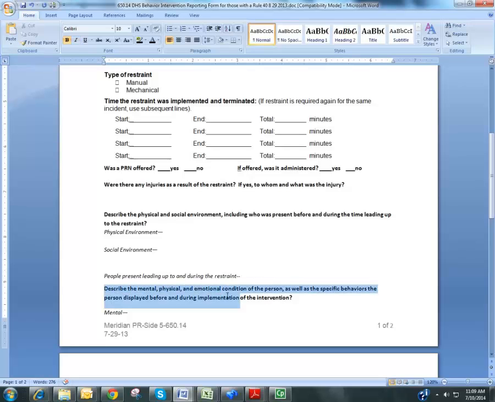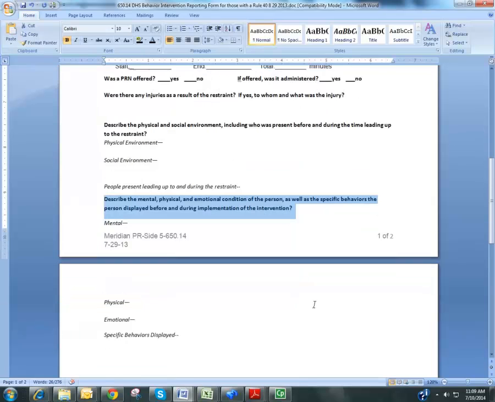Down here, you are going to describe the mental, physical, and emotional condition of the person, as well as the specific behaviors the person displayed before and during implementation of the intervention. So this one is tough for staff, but this is actually a very important one because we need to have this information, and we want to use this to actually analyze and really show that it was necessary to do the restraint.